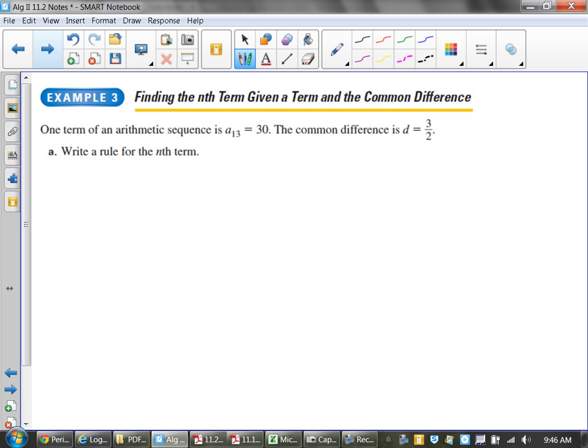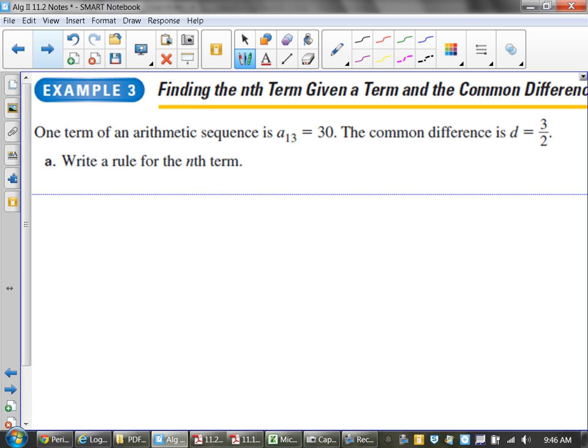Syllable, thank you. So here's what Bailey was just getting at. I want to figure out what the nth rule is if I know what the 13th term is and I know what the common difference is. So here's what happens. You know that the 13th term is going to be 30 and the common difference is 3/2.